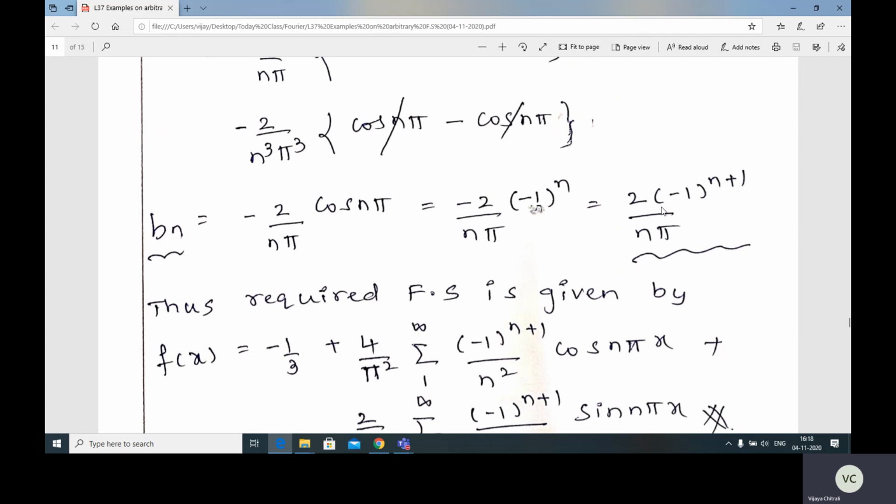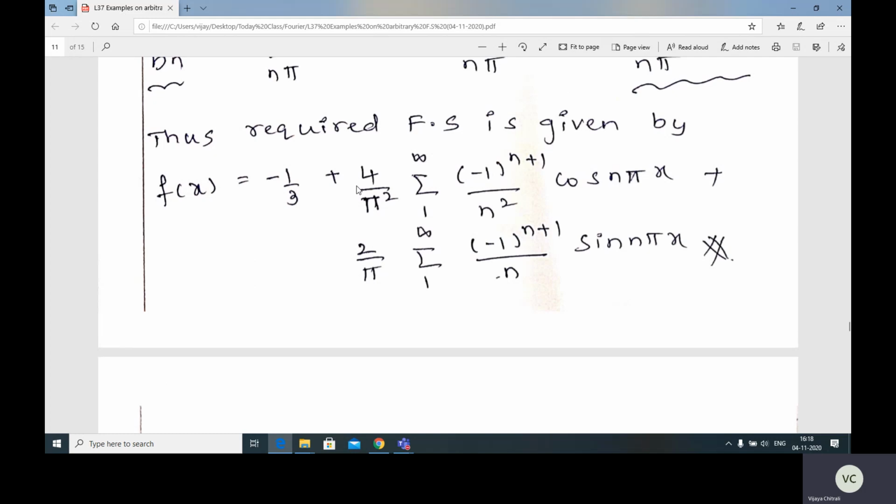Substitute this in Fourier series. F of x is equal to a naught by 2, which is 1 by 3, plus 4 by pi square, summation of n is equal to 1 to infinity, minus 1 raised to n plus 1 divided by n square, cos n pi x, plus 2 by pi, summation of n is equal to 1 to infinity, minus 1 raised to n plus 1 divided by n, sin n pi x. So this completes your arbitrary Fourier series.